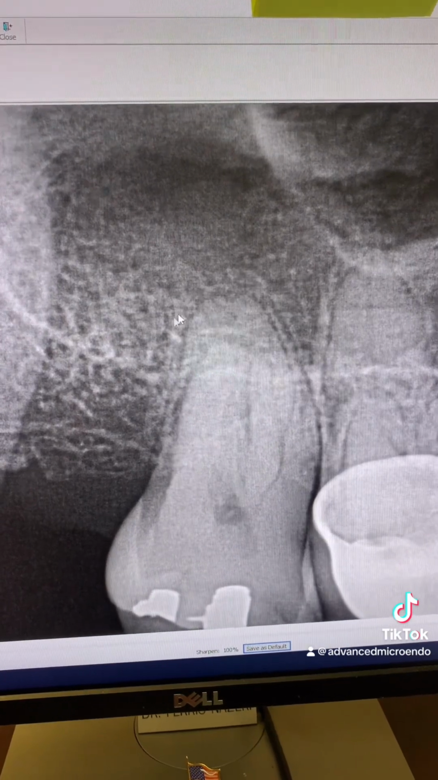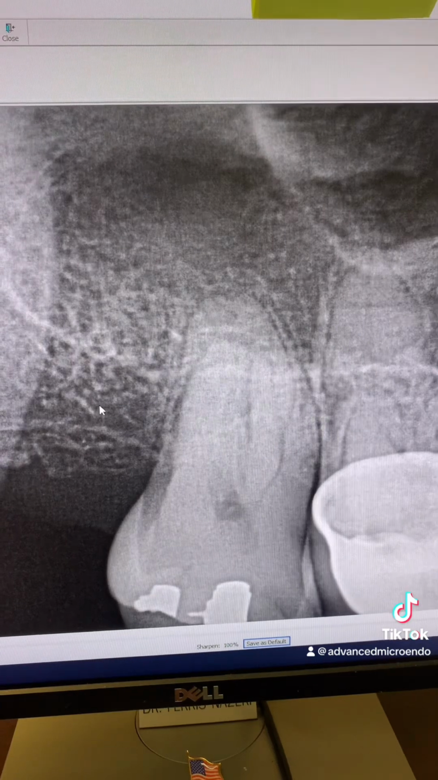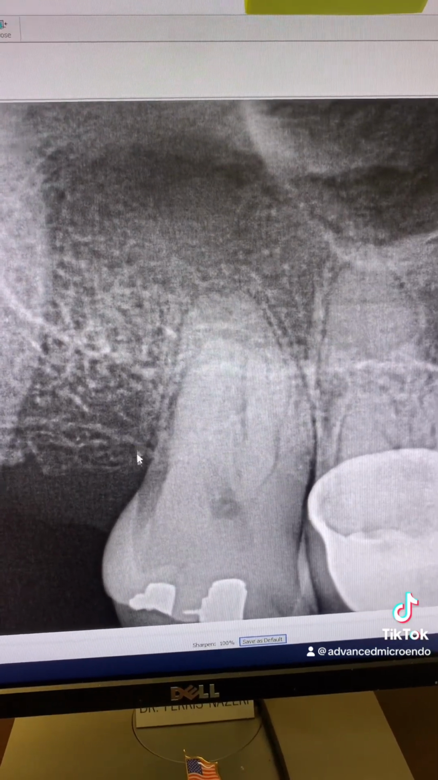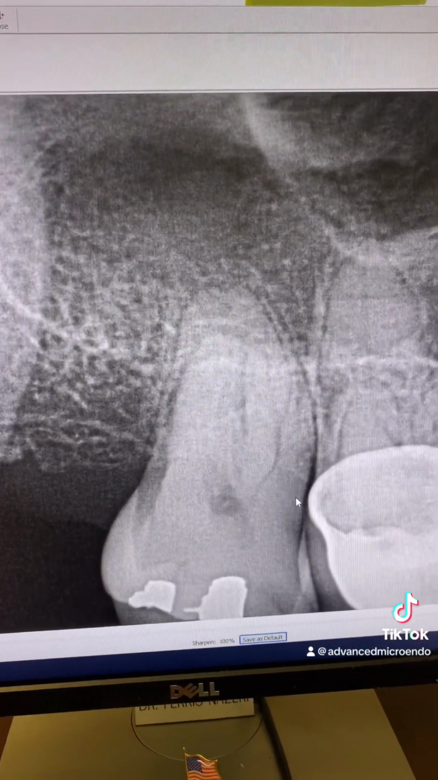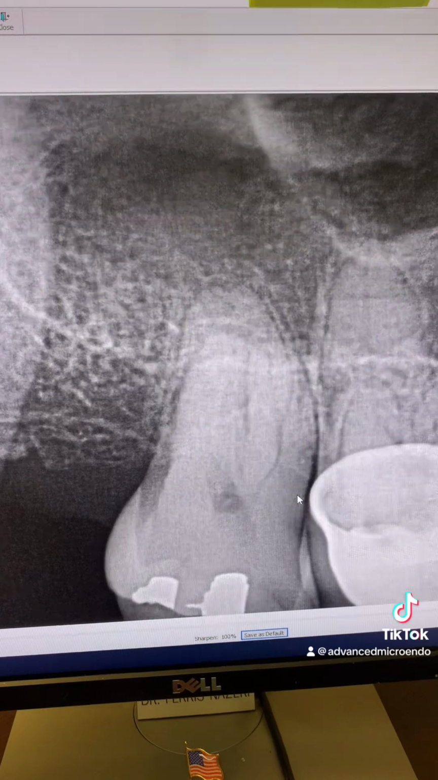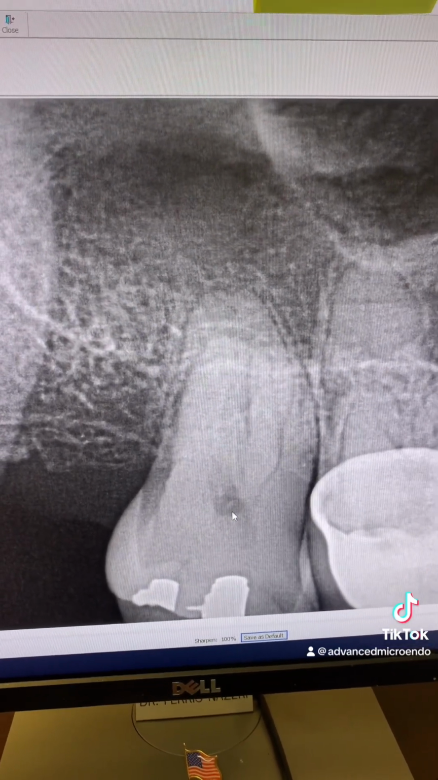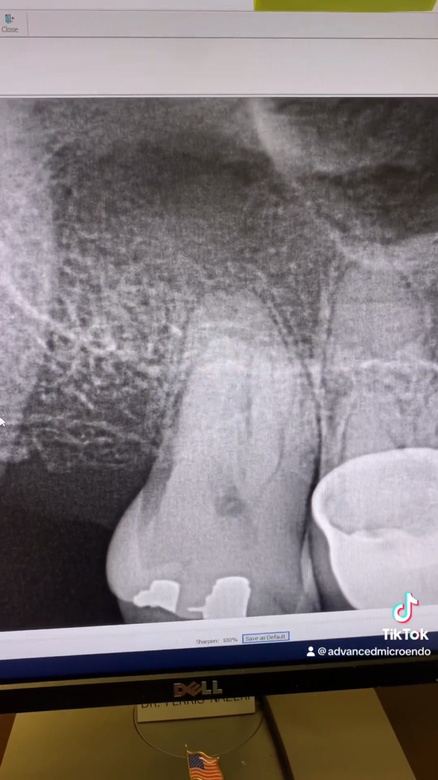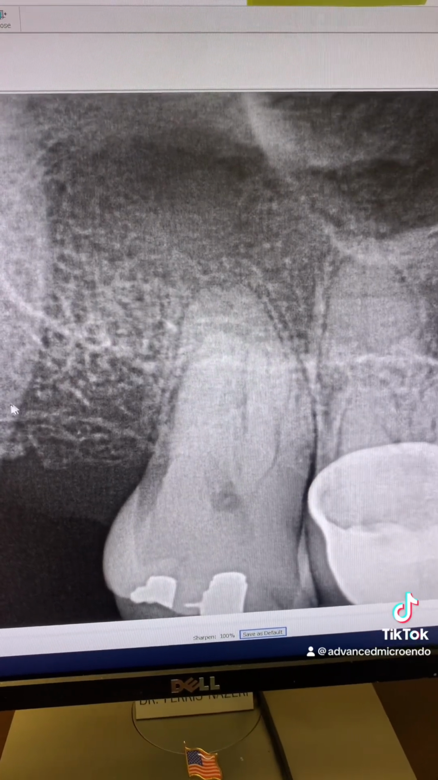So this was another example of a gingival abscess, masquerading as a toothache and a tooth needing a root canal. But with proper diagnosis, we were able to figure out what the problem was. The problem is periodontal and not endodontic. So I recommended that the patient be referred to a periodontist.